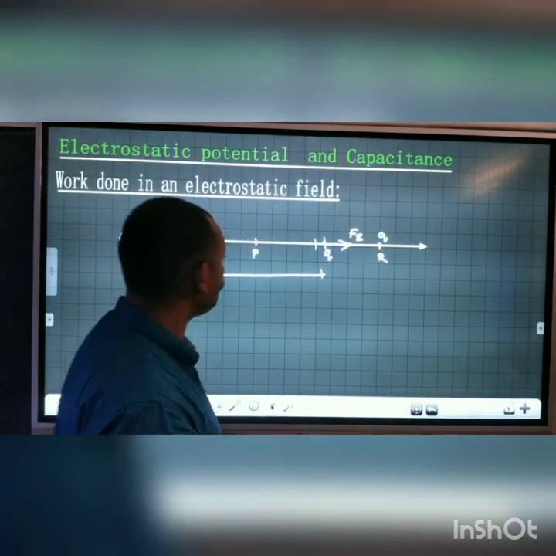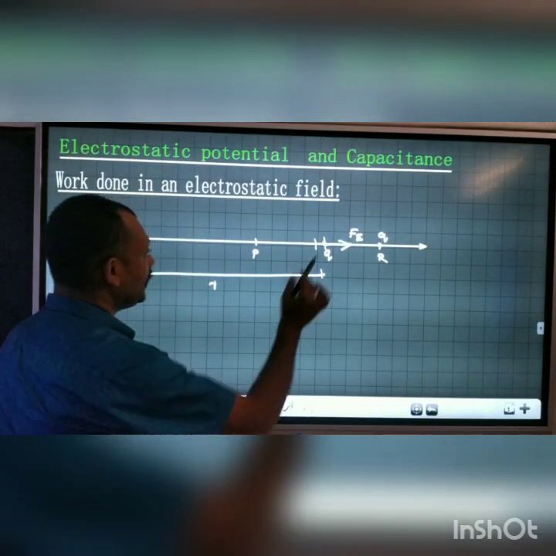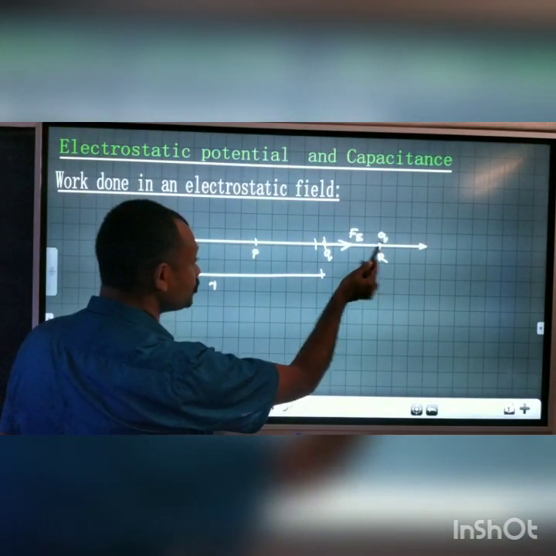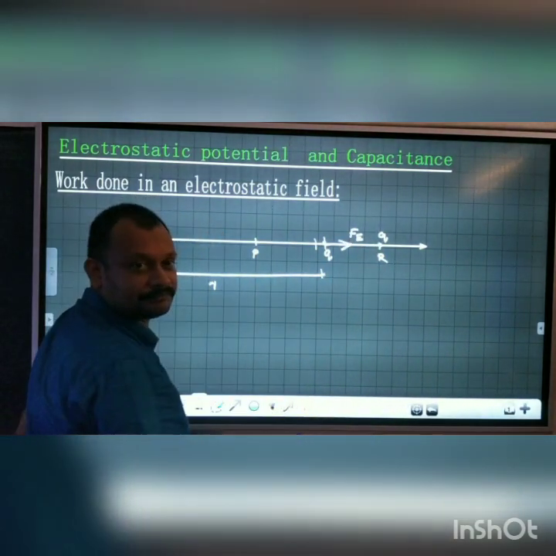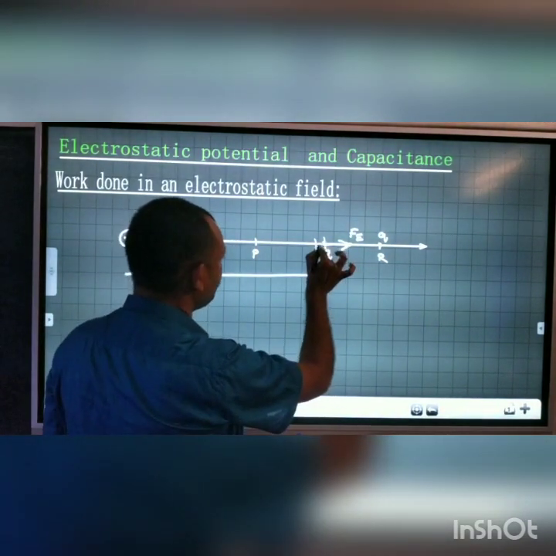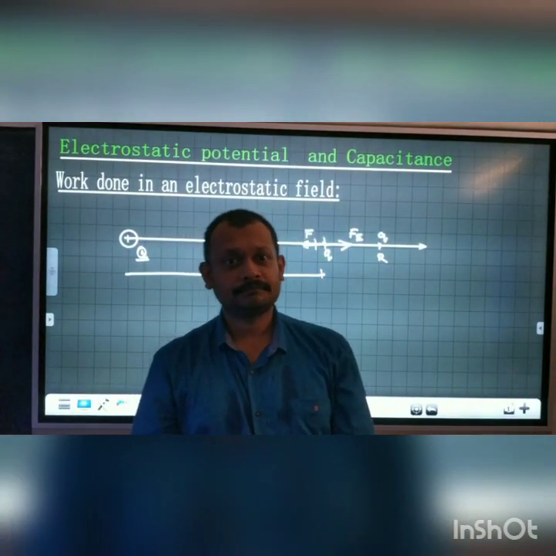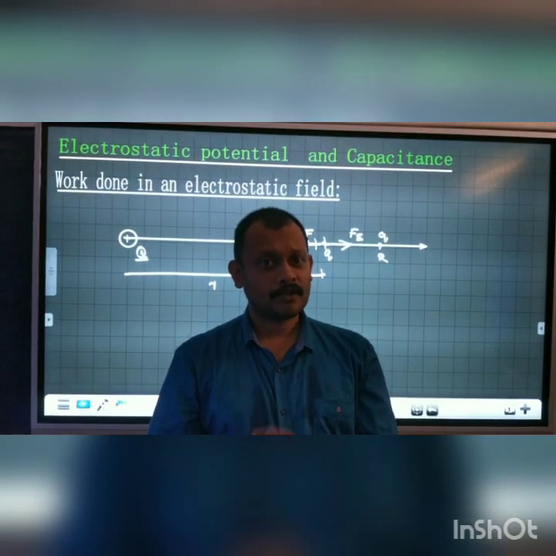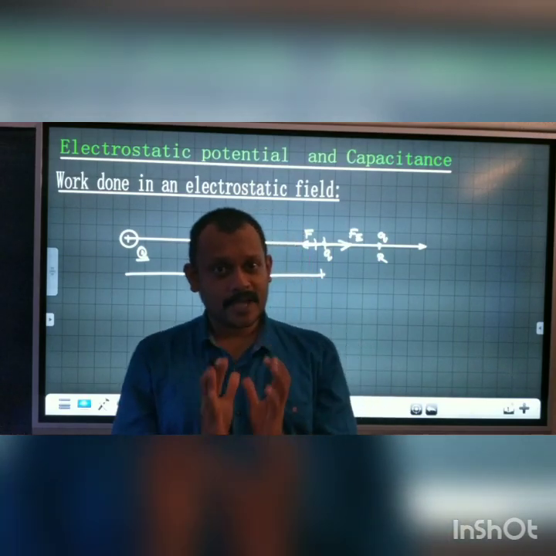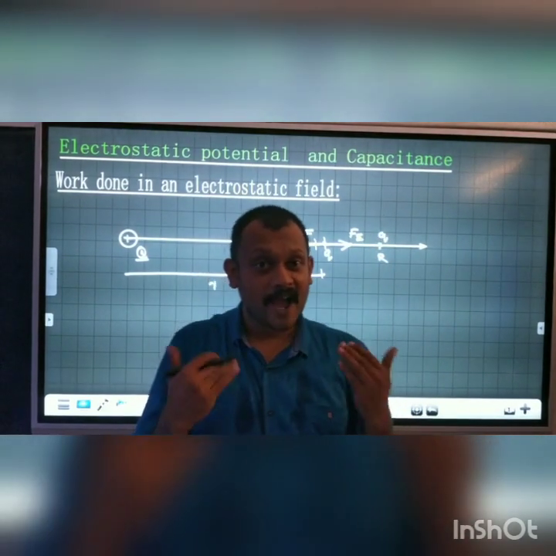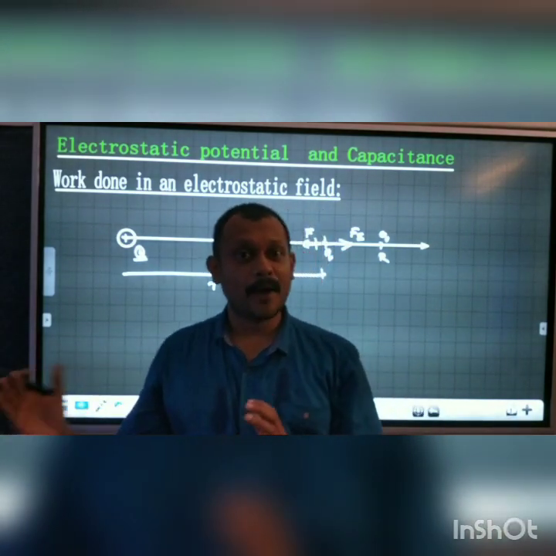The next question I want to ask you is, in which direction should I apply a force in order to take the charge from R to P? Yes, exactly, you have to apply the force in this direction. Now please listen carefully. I'm going to take this charge from R to P infinitesimally slowly, without acceleration. No acceleration is imparted to the charge.